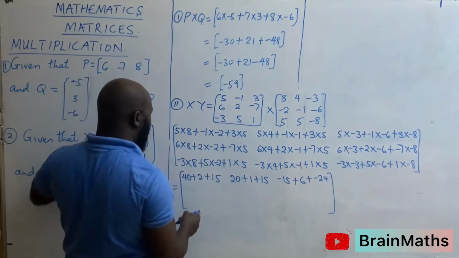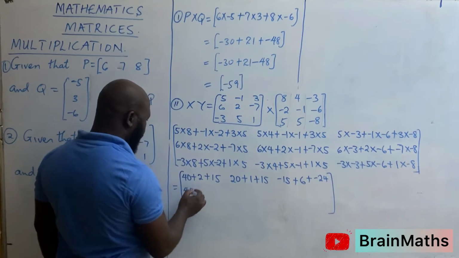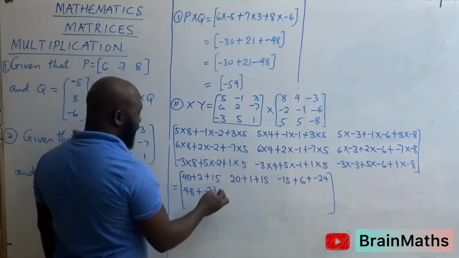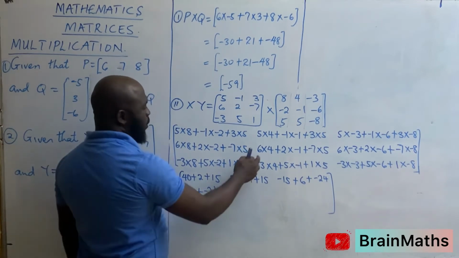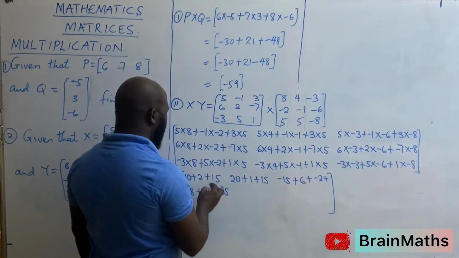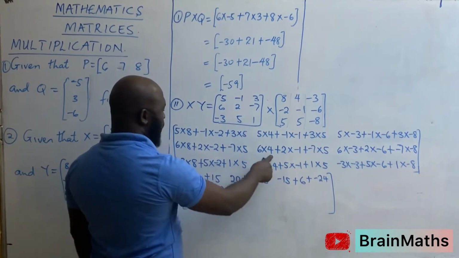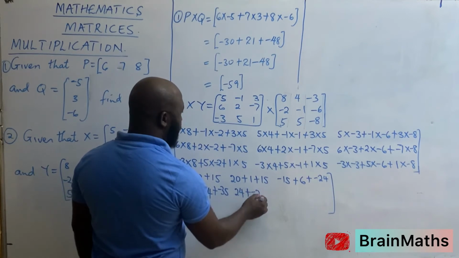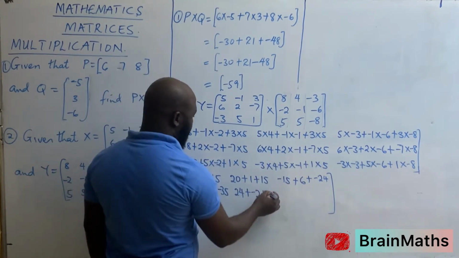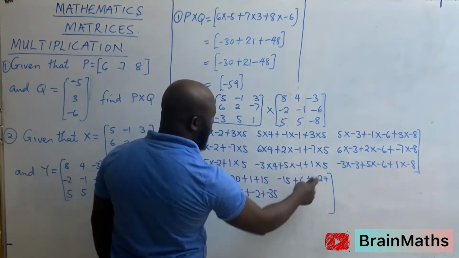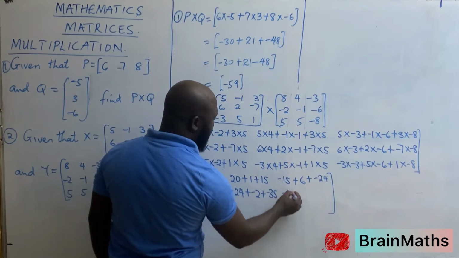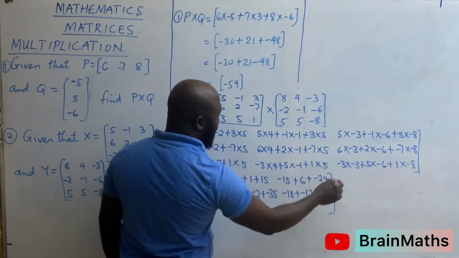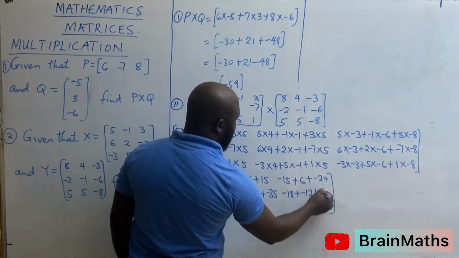And that is going to lead us to the second row. 6 times 8, 48, plus 2 times minus 2, minus 2, plus minus 7 times 5, that is minus 35. 2 times minus 2 is going to give us minus 4. So we also have 6 times 4, 24, plus 2 times minus 1, minus 2, plus minus 7 times 5, minus 35. And the last one on that row will be 6 times minus 3, that is minus 18, plus 2 times minus 6, minus 12, plus minus 7 times minus 8, that is plus 56.